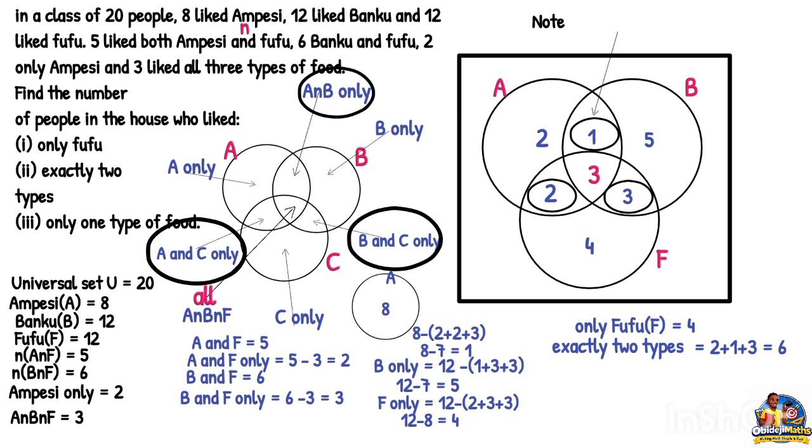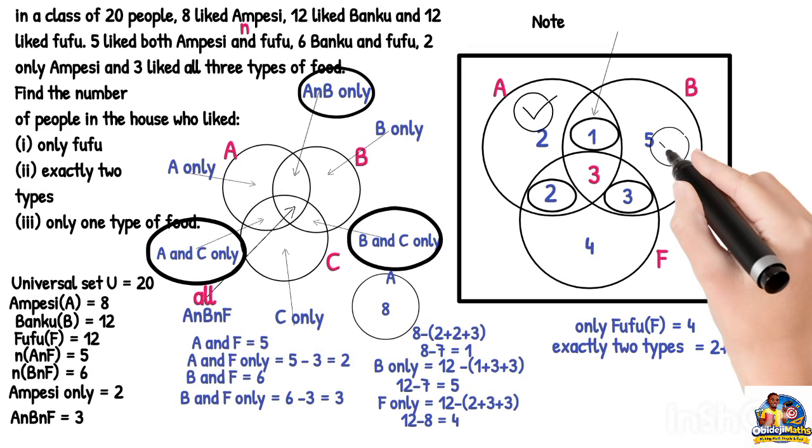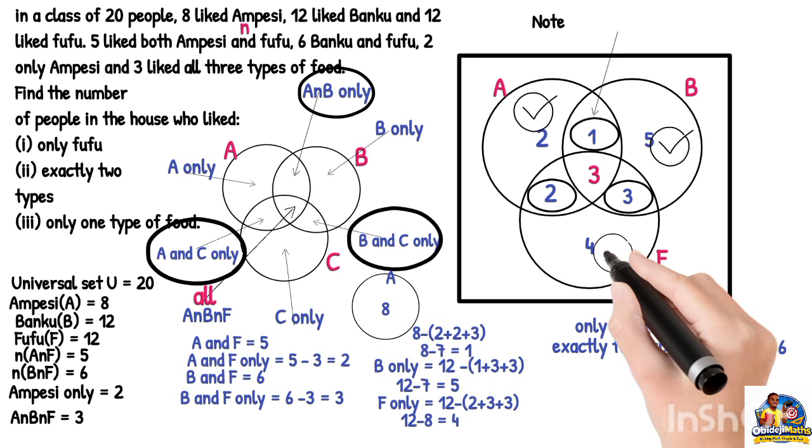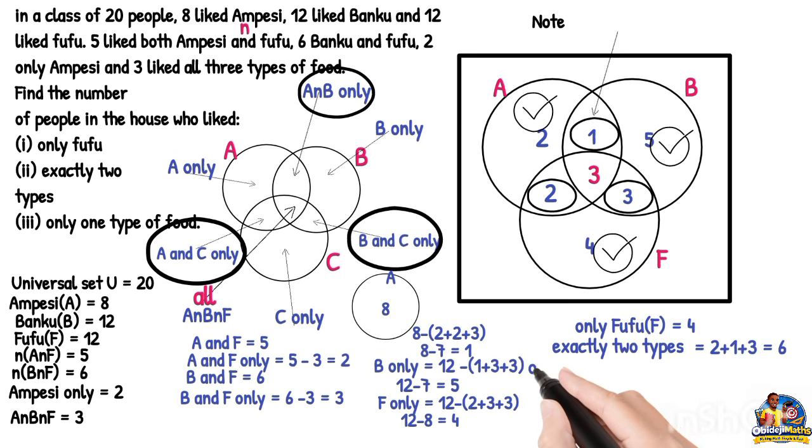Now the last one is only one type of food. Only one type of food. That's 2, 5, and 4: A only, B only, and F only.